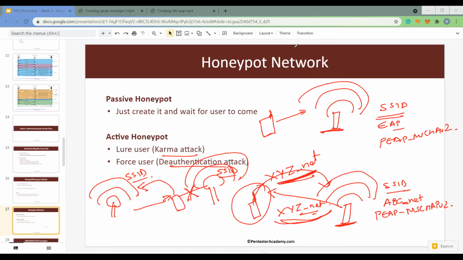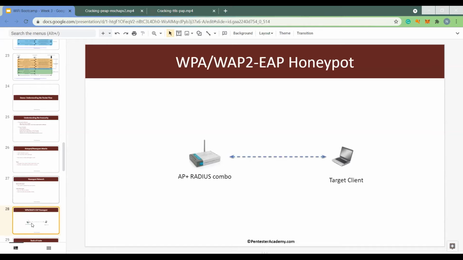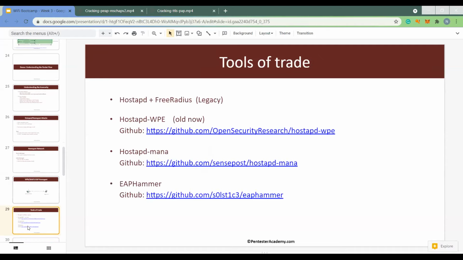So your active honeypots will use deauthentication and karma, whereas your passive honeypots are not going to do that. They are just going to sit and wait for the client to connect, right? So this is going to be the scenario. Your fake access point and fake radios is going to be in this combo, and then the target client will come, and if it connects, then you can try to attack it. Now, what are the tools of trade for this?